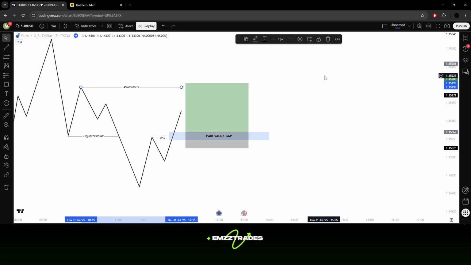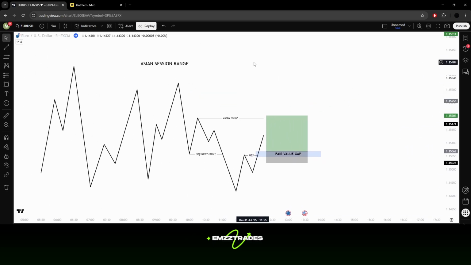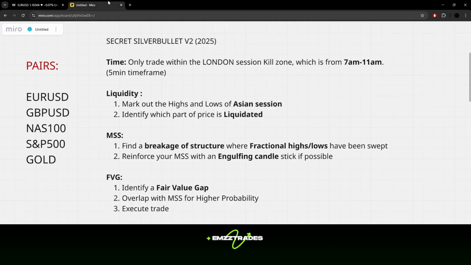Okay, and that's exactly how you start trading a strategy, and how you can start completely dominating the London session markets with the strategy. These are the pairs that it works on, and this is exactly how you trade it.